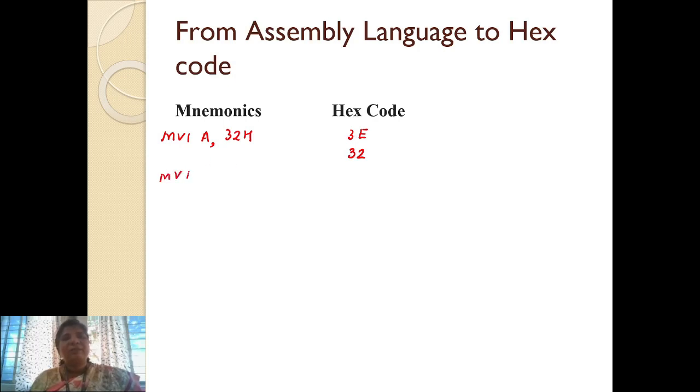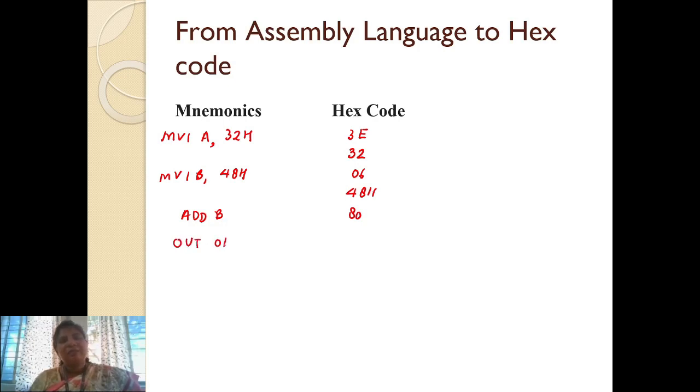The next instruction is MVI B, 48H. The corresponding hex code for MVI B is 06, which we find from the instruction set, and then the data is 48H. Again, this is a 2-byte instruction. Then ADD B, whose hex code is 80. You see this is a 1-byte instruction. By default, the content of B will be added with the content of A, where A means accumulator.